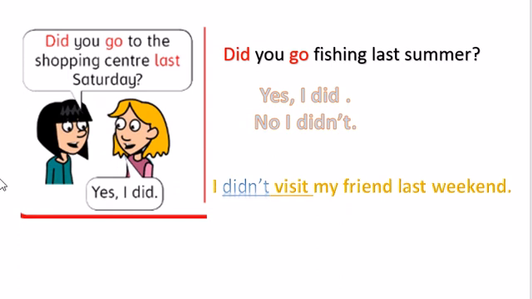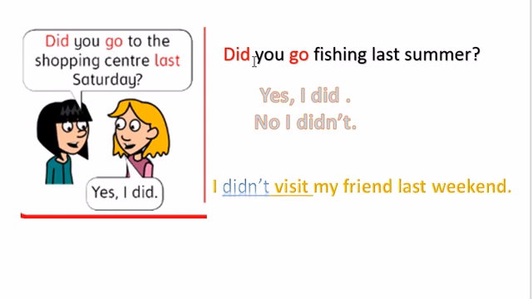Now let's move to the second part. Did you go to the shopping center last Saturday? Yes, I did. Look at did, go, didn't. We use the past simple of the verb do, did, to form the question and negative form in the past simple for all regular and irregular verbs. And we return the verb to its base form.